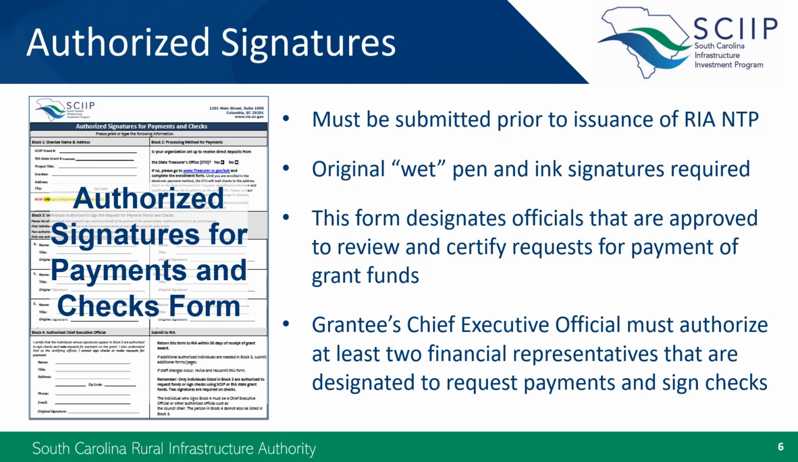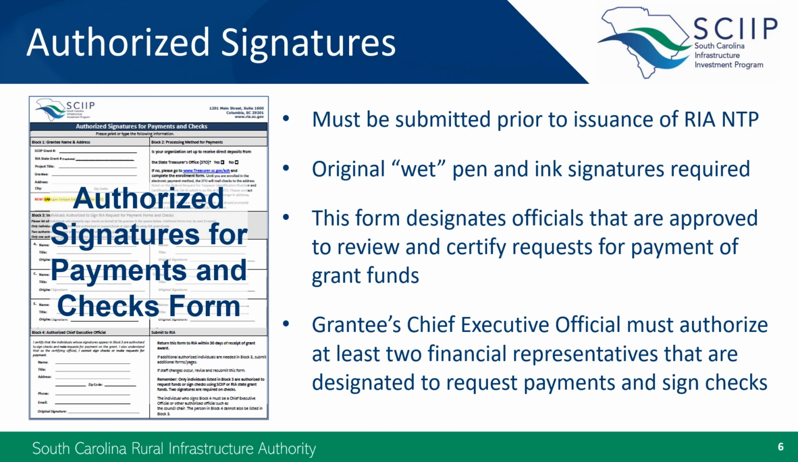One of the first forms that you will submit to RIA is an Authorized Signatures for Payments and Checks form. A hard copy was included in the award package that you received, and it must be completed and submitted to RIA prior to the issuance of a notice to proceed. Although we accept a number of forms electronically, this particular form must be mailed back to us with original wet pen and ink signatures.